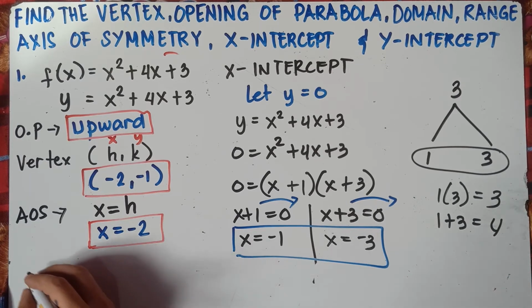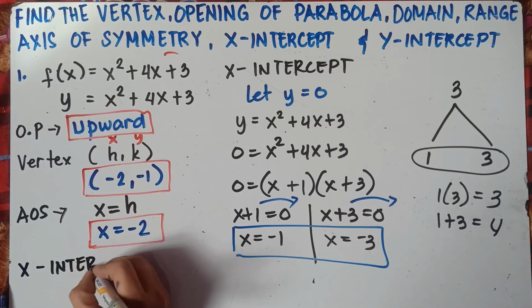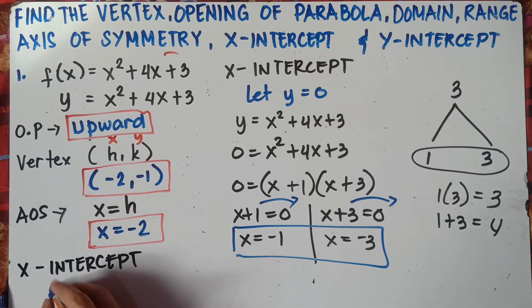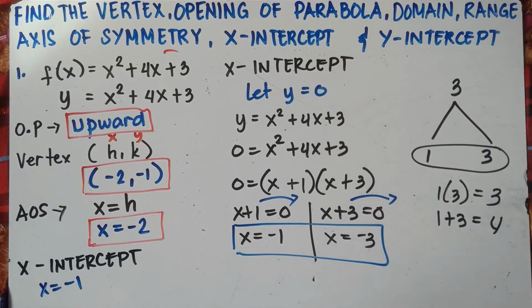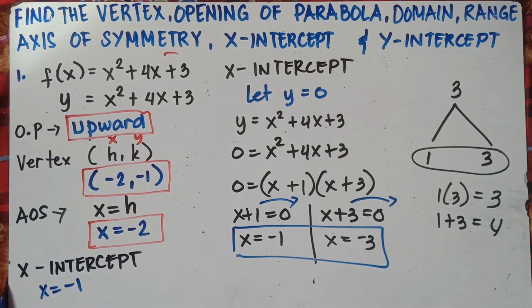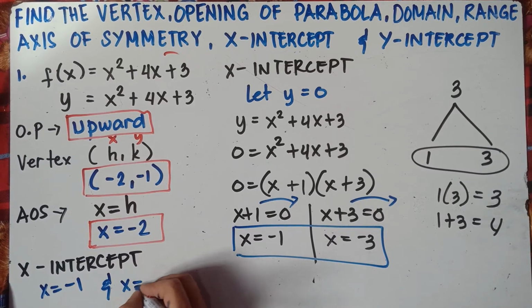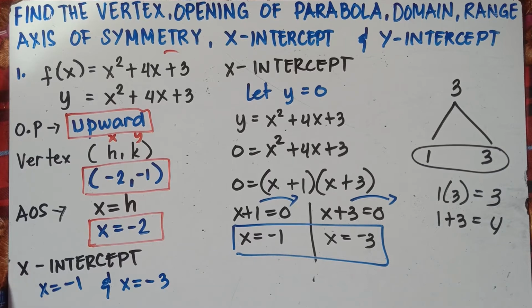Alright, so let me write it here. Our x-intercept. Okay, x-intercept, so that would be x equals negative 1. I hope you still see this one. So the x-intercept would be x equals negative 1 and x equals negative 3.